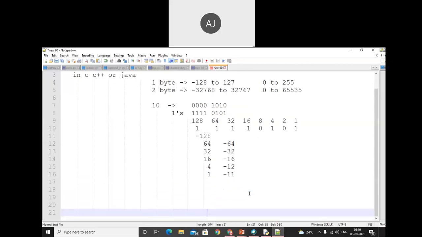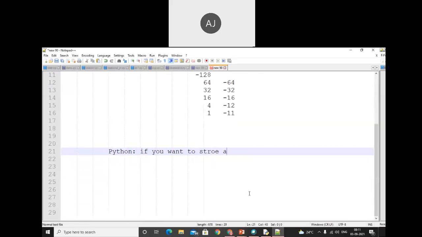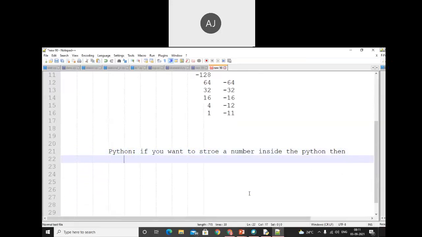Python says that if you want to store a number inside Python, then that number must be positive. This is the most important statement I have made.